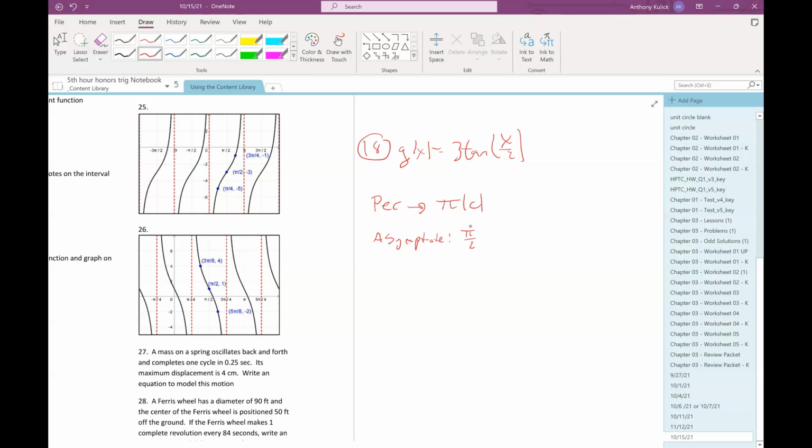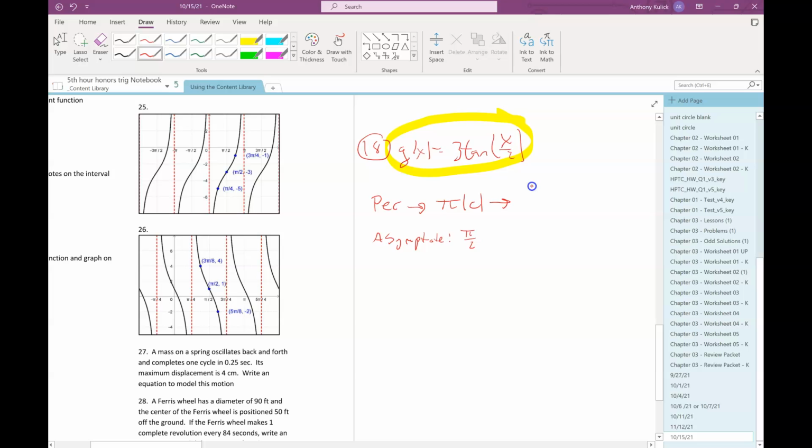Since if I look at my original function that I've given, there's no horizontal translation, right? There's no h value going on. So my start is still going to be at pi over 2, and then 1 period later I'm going to get another asymptote, and 1 period after that I'll get another, and another, and another, until I get to the end of 4 pi or whatever the interval was.